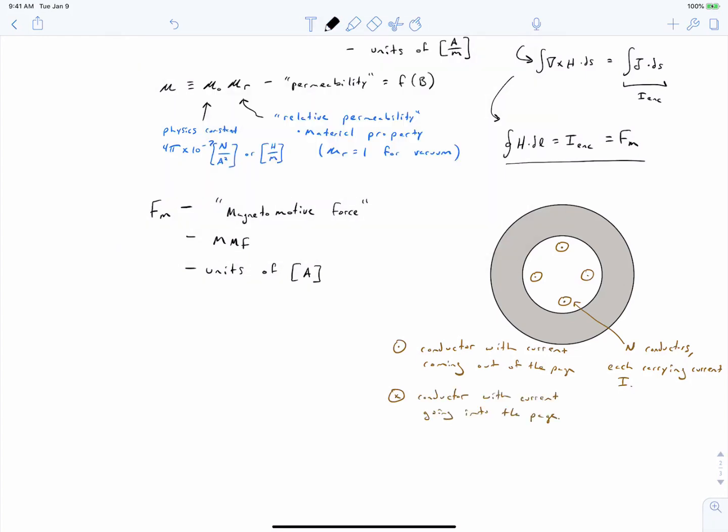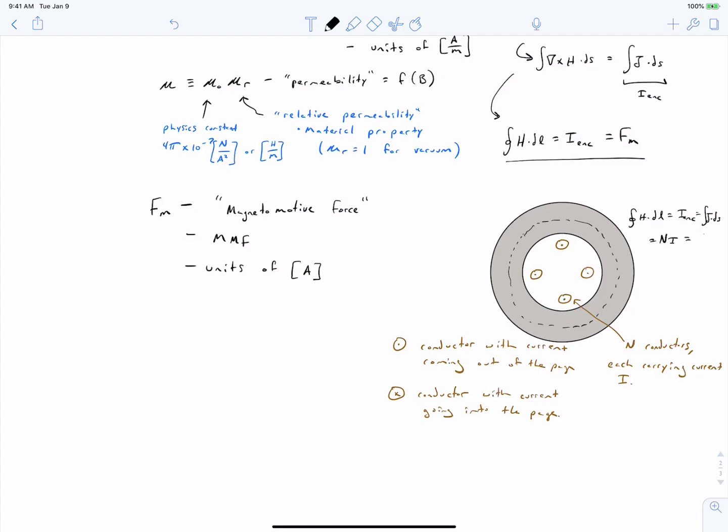So if we were to evaluate the line integral of H dot dl along this path that I am dashing right now, it's going to be equal to the total current that's enclosed, which is, again, the integral of J dot dS. And so in this case, that's equal to Ni. That's equal to N turns times I current. That's the total current that's enclosed in that surface, and that's going to be equal to our magnetomotive force, Fm.